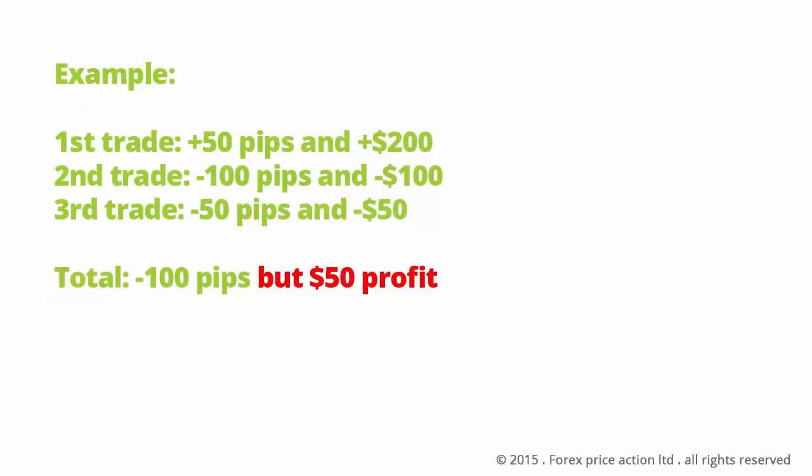Let's go back to the example where you've taken 3 trades for the week. This time, your first trade gained you 50 pips and $200 in profit. The second trade, you lost 100 pips and lost $100. On the third trade, you lost another 50 pips and took a $50 loss. Overall, your 3 trades gave a minus 100 pips loss, but your overall profit is actually $50.